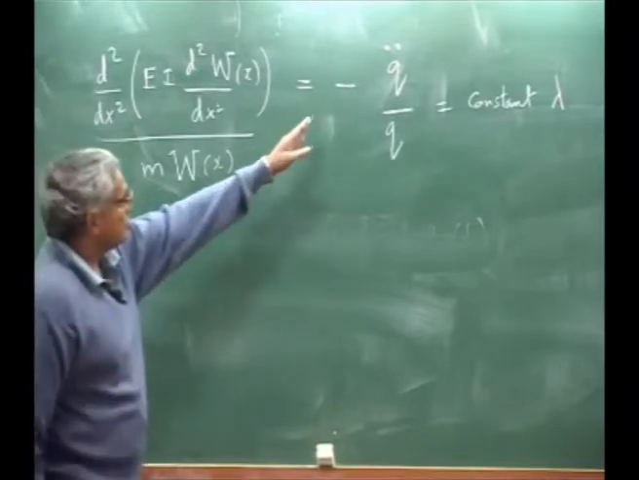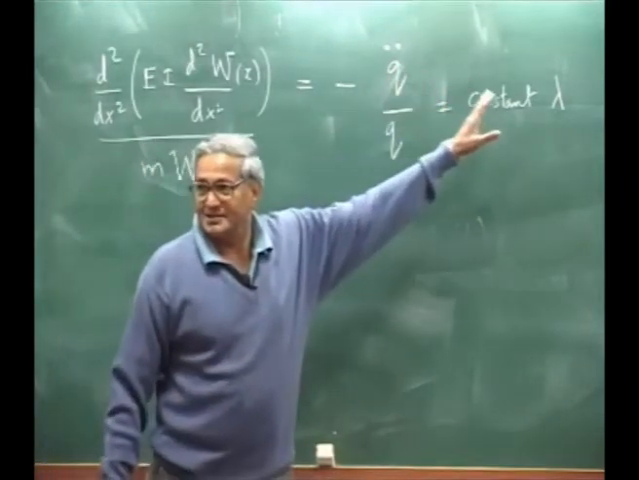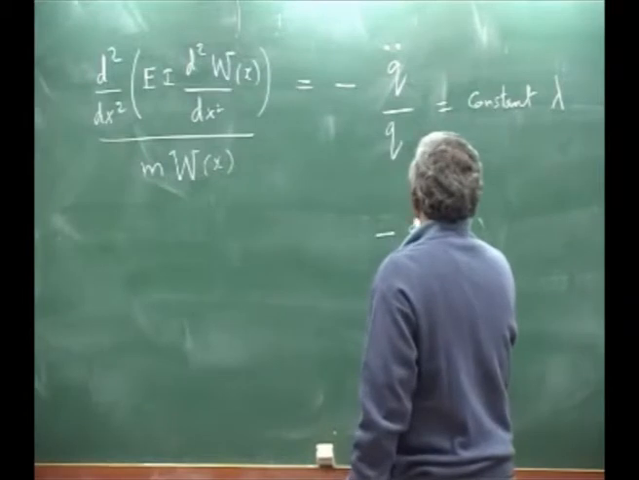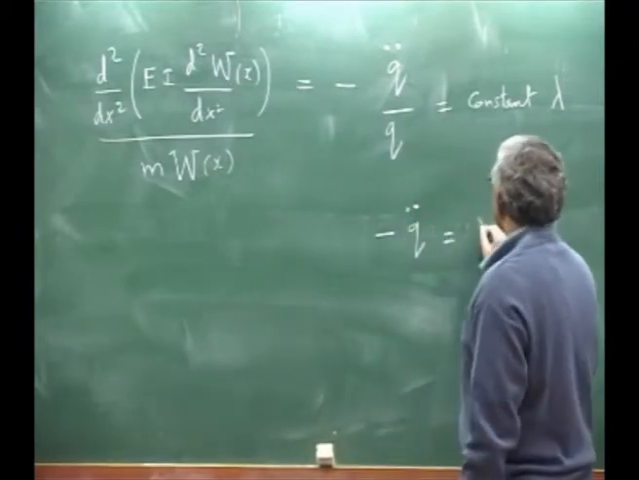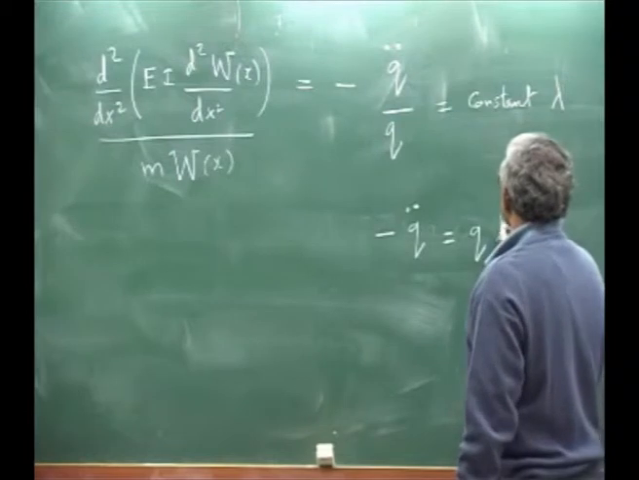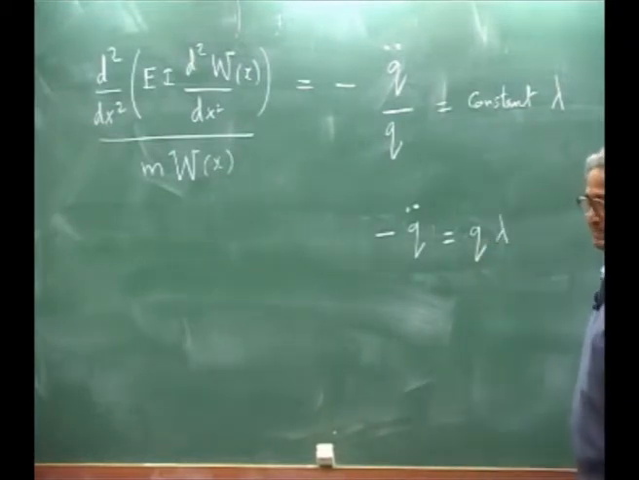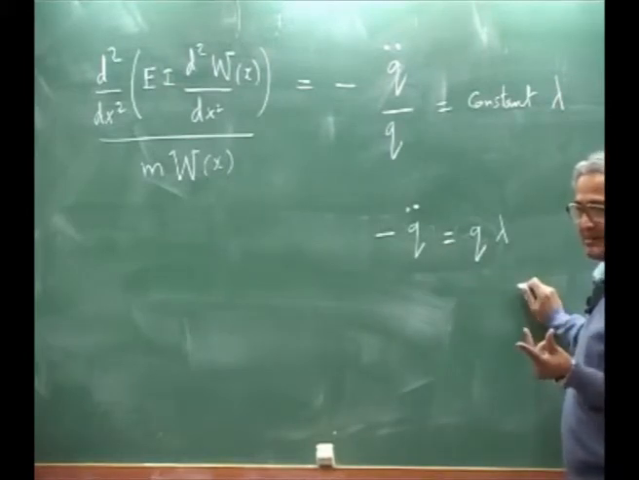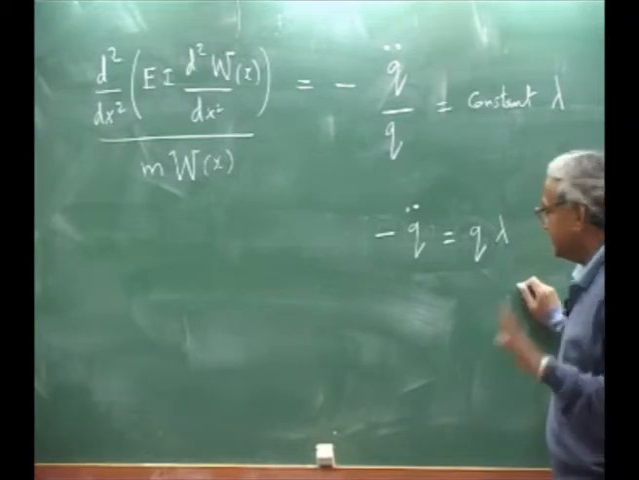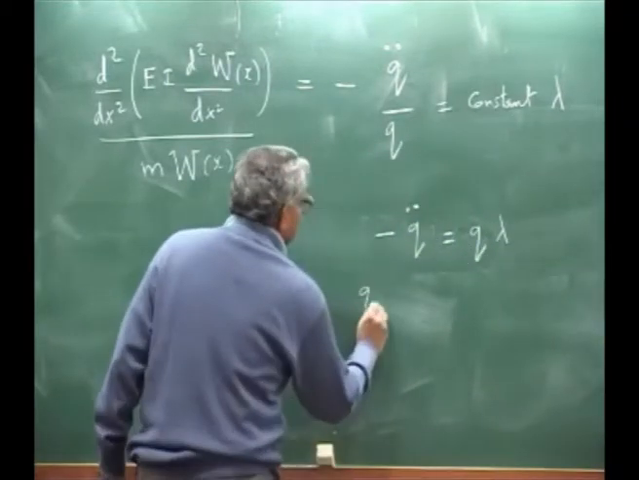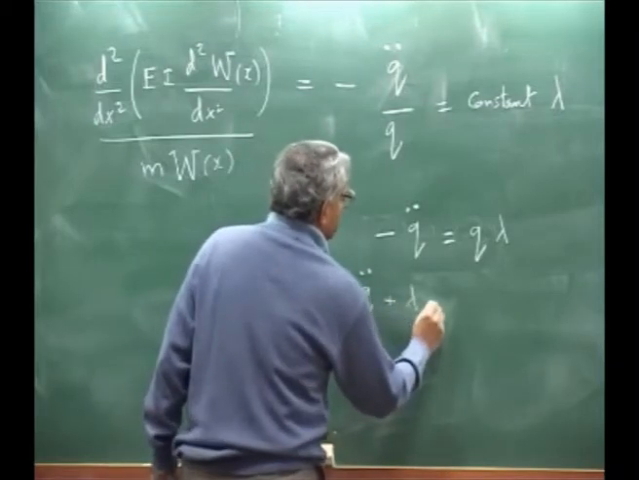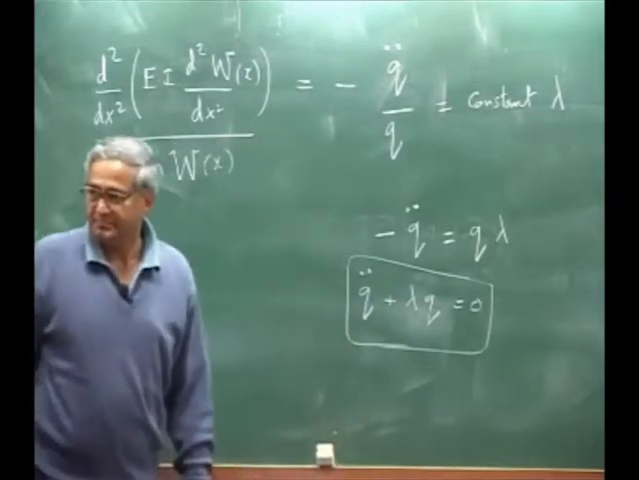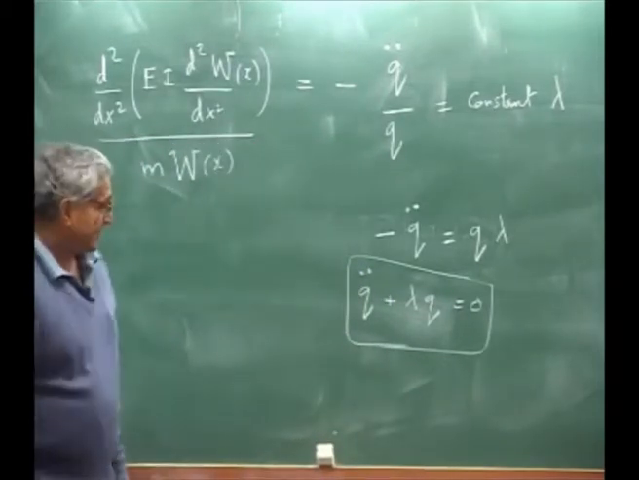Now I look at only this equation. Please understand, I am looking at this part of the equation. It says that minus Q double dot equals, now I can bring it this side. This is a second order differential equation in time. So this equation is Q double dot plus lambda Q equals 0. Okay. Now this will have a solution.